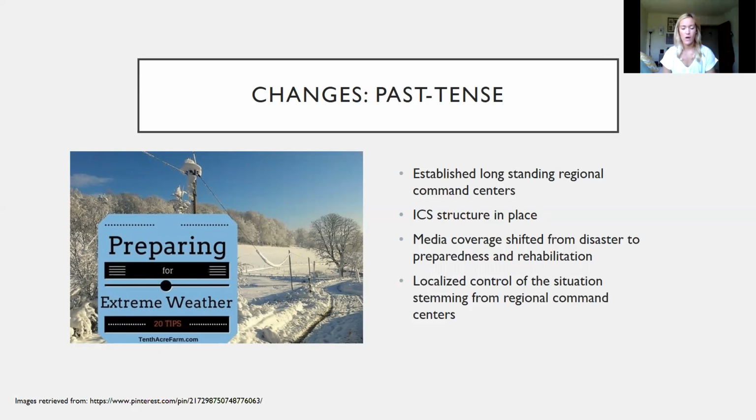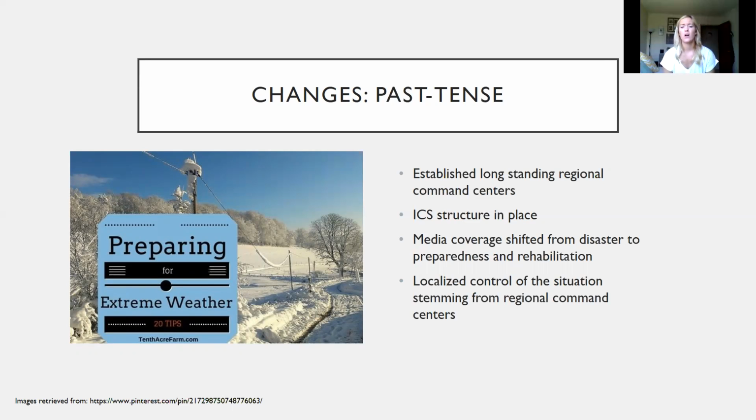It really is. However, if there had been an ICS structure in place, you would have had a point person as a liaison between the media and the governmental structure that was occurring to respond to the event. And I think it really could have helped the evacuation of people from certain areas, or the setup of shelters, or just in general, like how to prepare yourself for extreme weather. I really think that would have helped the media coverage.